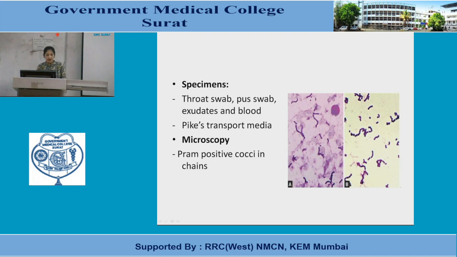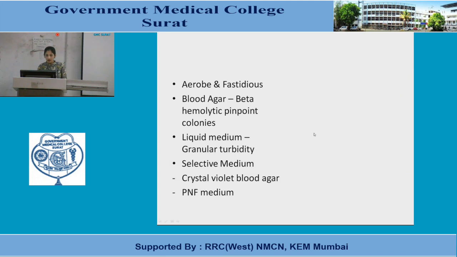After receiving the sample in the lab, we first prepare a slide from the swab or any exudate. For microscopy, we do the Gram stain and see under the microscope. You can see the gram-positive cocci, as shown in this picture. They have a long chain appearance and are found in a single chain. They are aerobes and fastidious bacteria, and they can easily grow in the presence of oxygen.